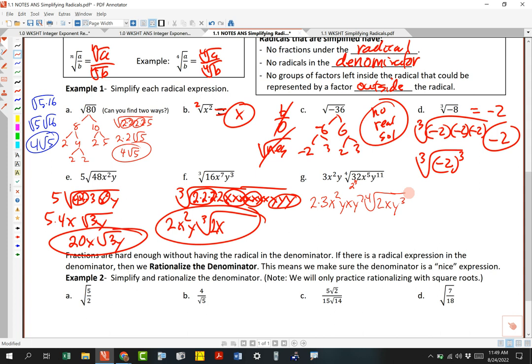Now, this looks like you ought to be able to take out a y cubed. It looks like, hey, that's a pretty big exponent. You got to be able to take something out. But the problem is we're looking for groups of 4. Any groups of 4? Not even close. This one's kind of close, but not quite there.